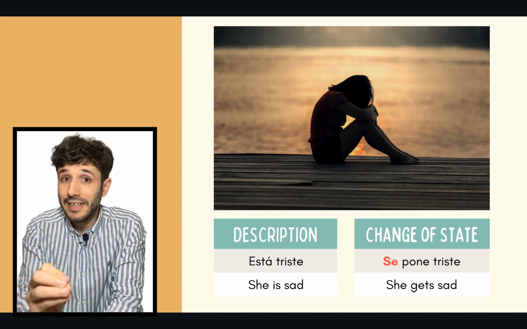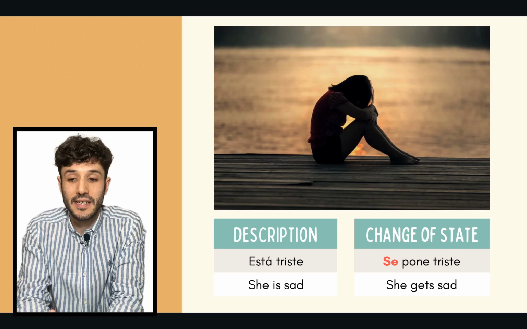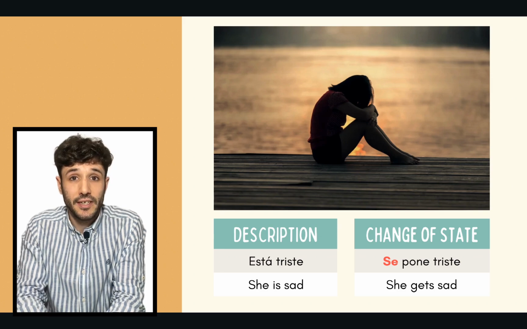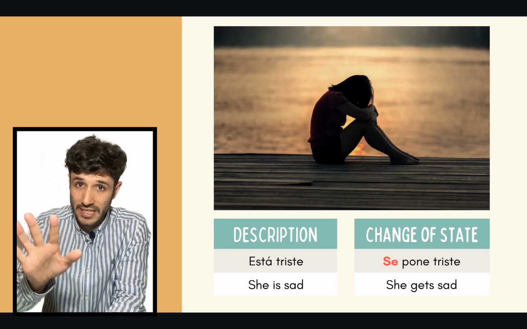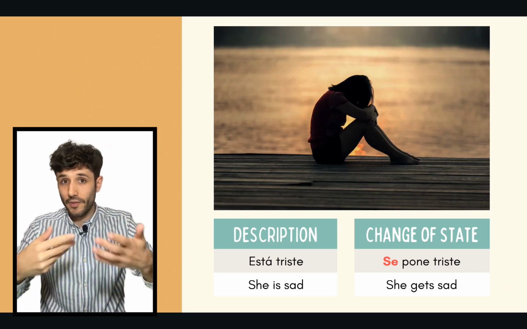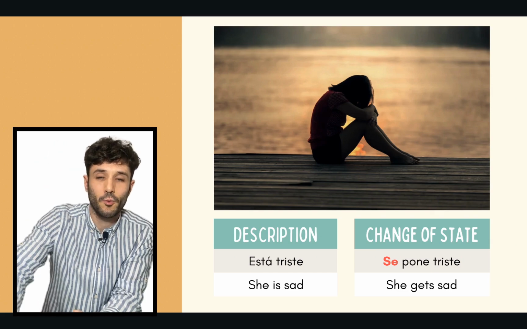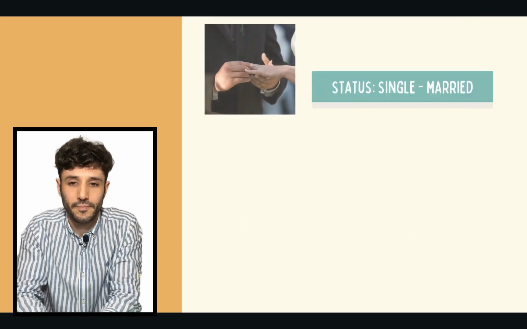However, if I want to indicate change of state, there has been some change in her feelings, I'm going to say se pone triste, she gets sad. Okay, so I'm not describing the feeling that she has at that moment. I'm telling you something happened and that thing made her change her feelings, made her feel sad. So that's what change of state means here.